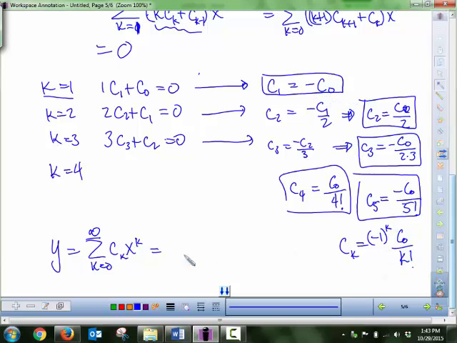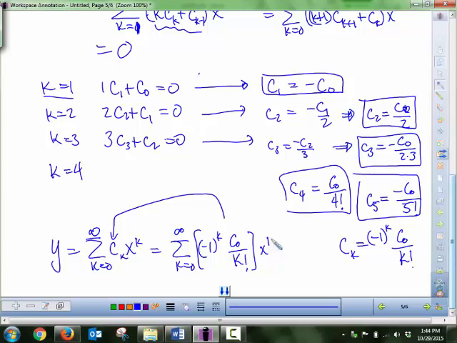So maybe we can just put that down over here. k goes from 0 to infinity. We have negative 1 to the k, c sub 0 over k factorial. That's c sub k. And then don't forget the x to the k.